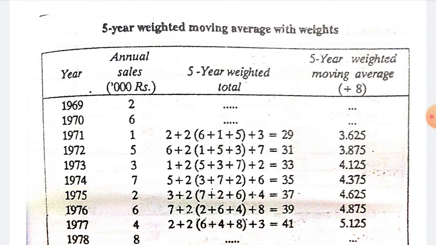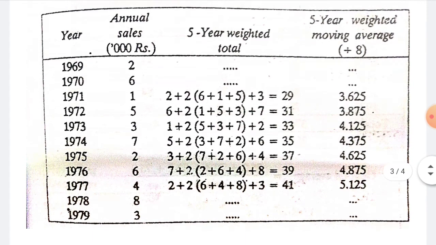In case the weights are not given, you have to use the same formula: 1 times the first value, plus 2 times the second, third and fourth values, plus the final value, the fifth value, multiplied by 1. If weights are not given you use the same formula, no change. So 1969 to 1979 you have to write that. Next we write annual sales and the 5-year total.